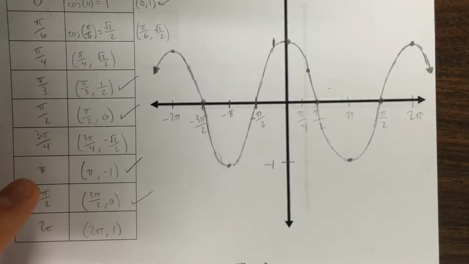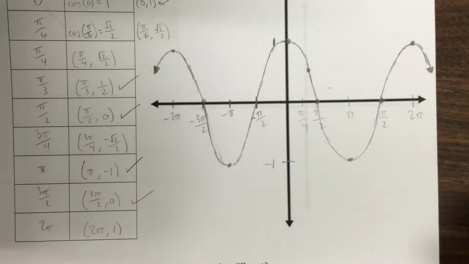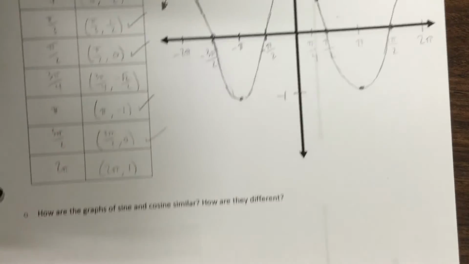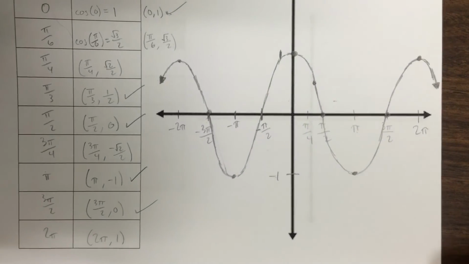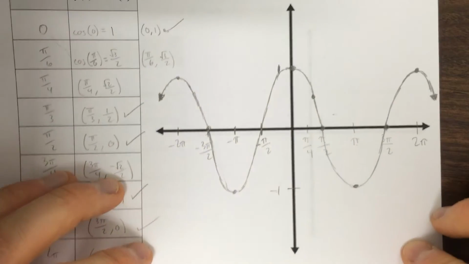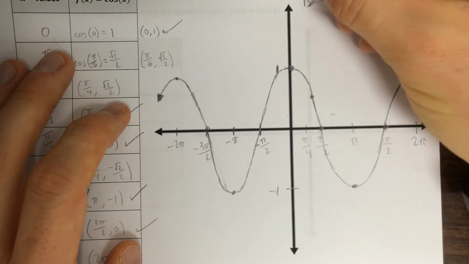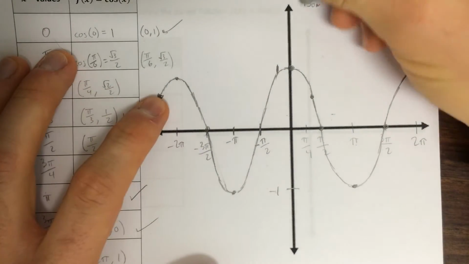So let's talk about similarities. I'm going to write it up here on the graph so we can have a reference point. But let's talk about similarities between sine and cosine. First, like I said, they both go forever in the x direction.